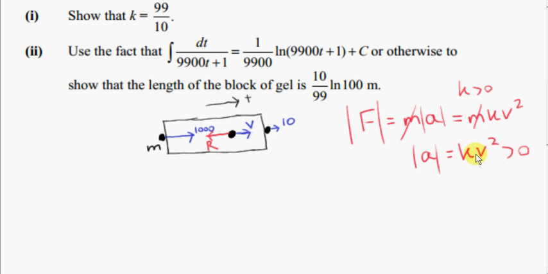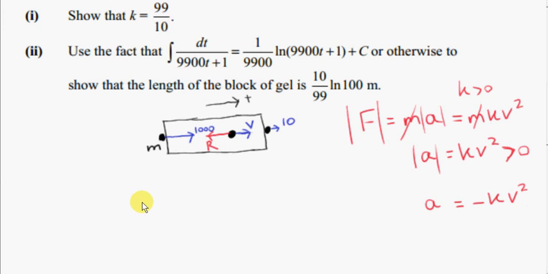So we are indeed talking about a magnitude here. But the acceleration vector is pointing to the left, so we have to stick a minus sign in front of kv squared. So the particle is decelerating, and the deceleration is kv squared.